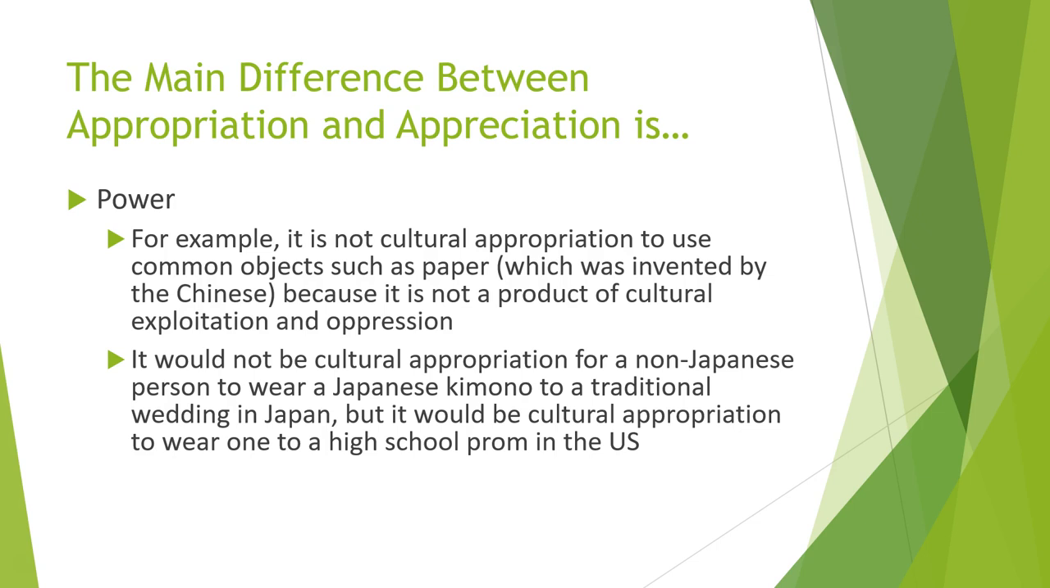So for example, it wouldn't be cultural appropriation to use common objects such as paper. Paper was invented by the Chinese, because paper is not a product of cultural exploitation and oppression. Another example is it wouldn't be cultural appropriation for a Caucasian person to wear a Japanese kimono to a traditional wedding in Japan if they were invited to do so. However, it would be cultural appropriation for a Caucasian woman to wear a Japanese kimono to her high school prom just because she thought it was cool and funny.